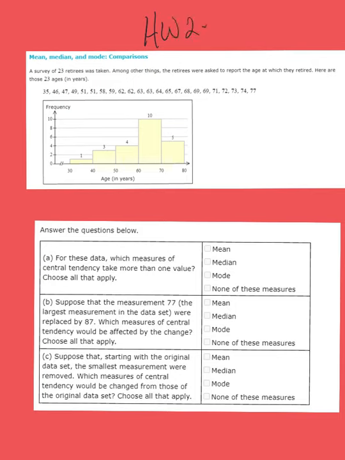Homework 2-2. Mean, median, mode comparisons. All right, so you have 23 ages listed here. Thankfully, they're in order. And we have to answer some questions about that data down here. So go down here, we're reading through these.